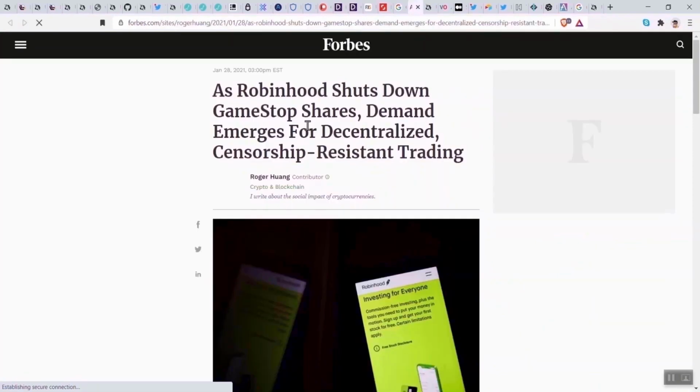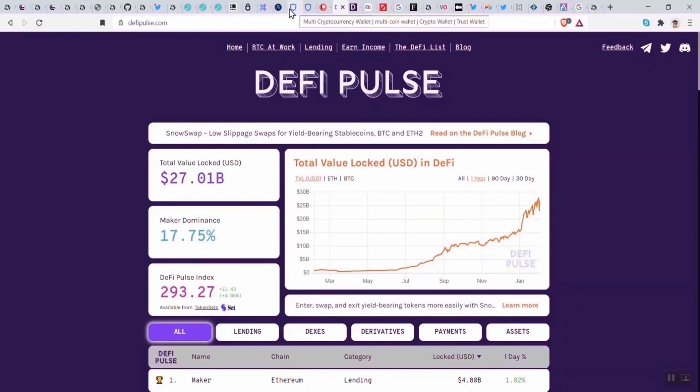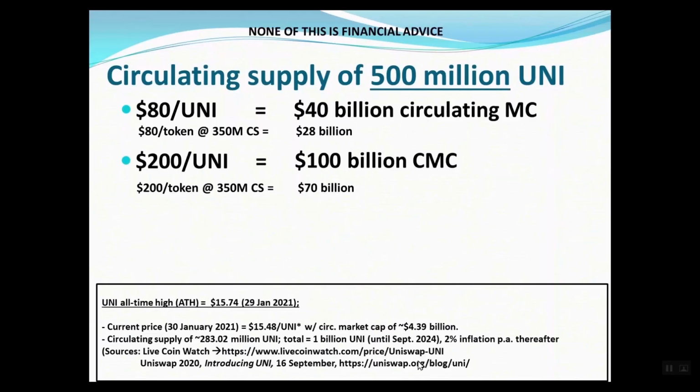I think the whole situation with GameStop, what's happening with Wall Street Bets and all of that, as I mentioned with the Forbes article, there could be a push potentially for more decentralized and censorship-resistant trading. As a result, I see this only being beneficial for decentralized exchanges, DeFi, and several crypto projects across the crypto space. Anyway, returning to the price targets, the next one on the list is $500 per Uni.